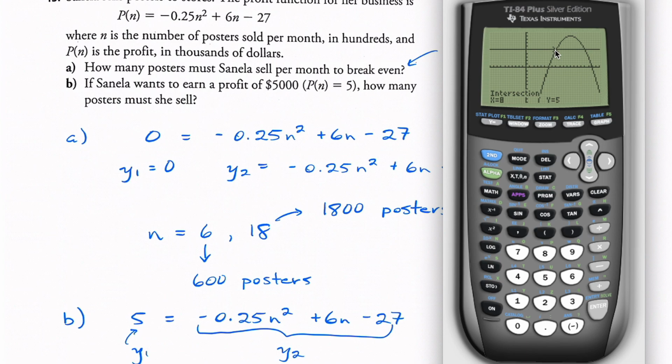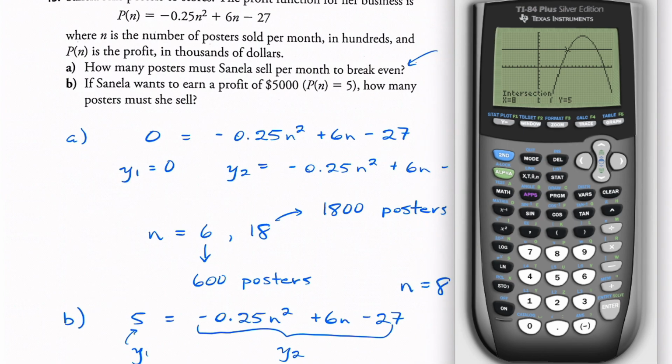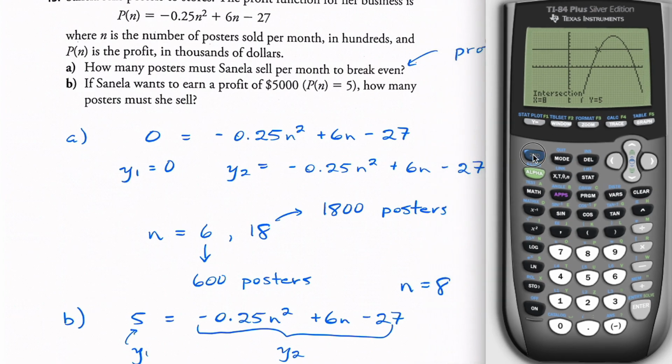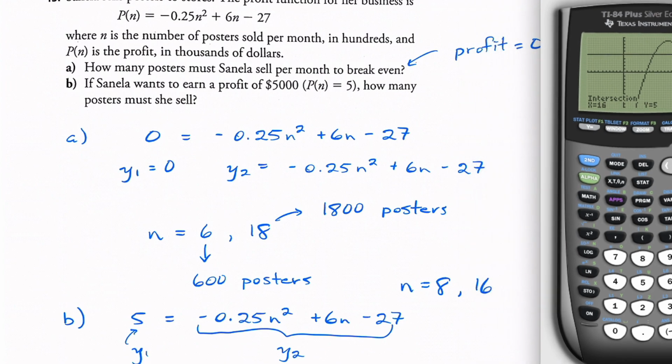So we got x equals 8, and again for us it was n equals 8. So I'm going to write that out. And then to find the other one, do the same process. Second trace, intersect number 5, but move now closer over to the other one. And then enter, enter, enter. And we got 16. So again, those 8 and 16 there, that's 800 and 1600 posters.